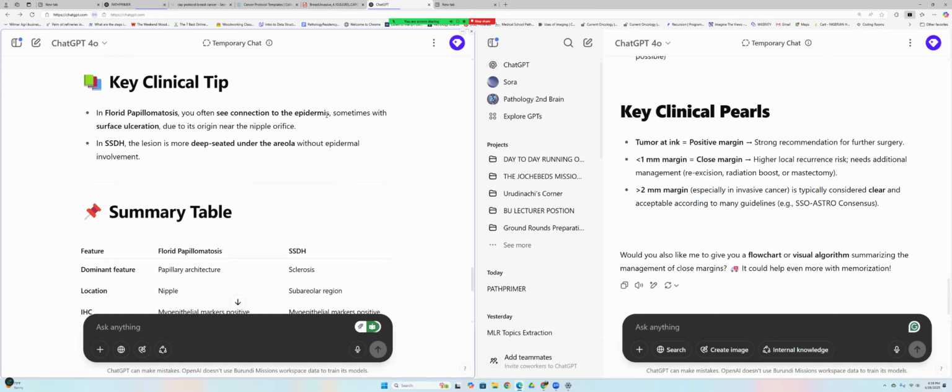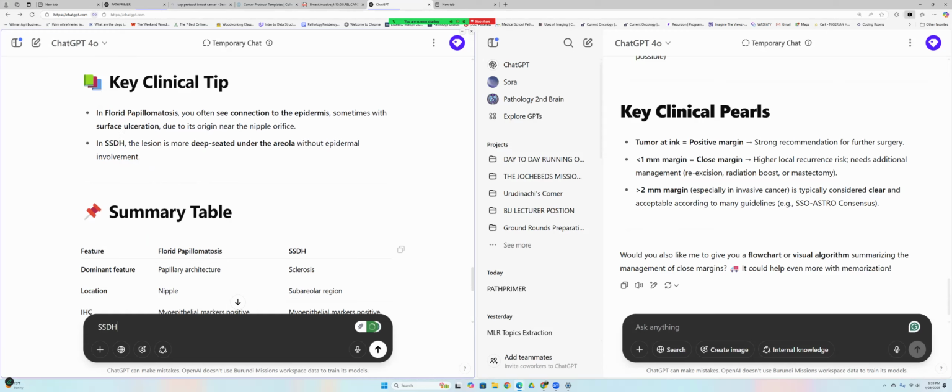Florid papillomatosis with more connection to the epidermis will have more glandular and papillary structures, while the other one, SSDH, is going to be deep-seated under the areola without epithelial involvement. Florid papillomatosis may involve the epithelium at times, looking like Paget.